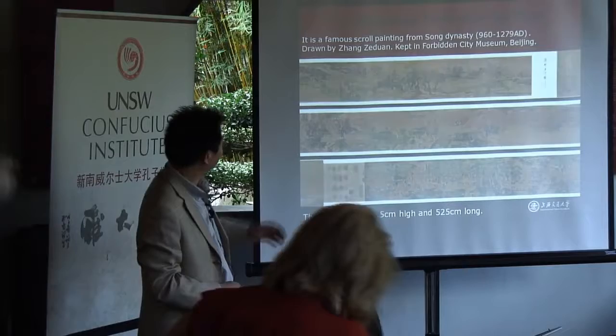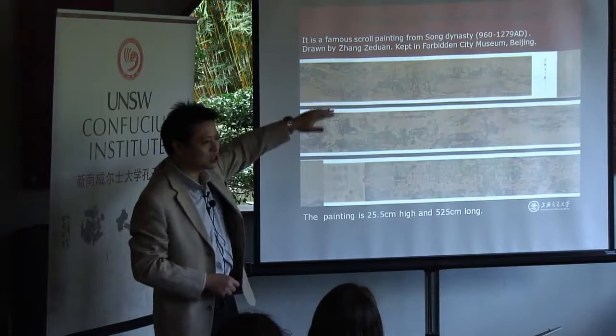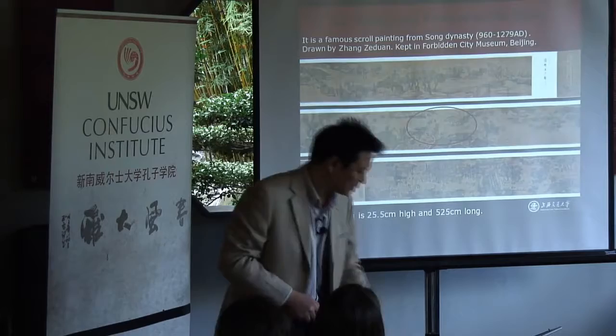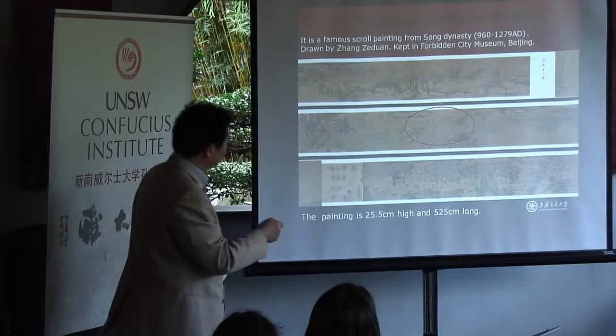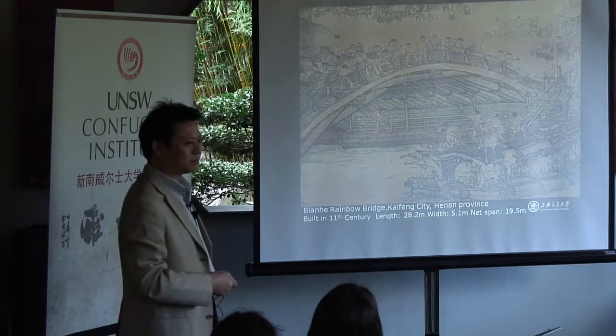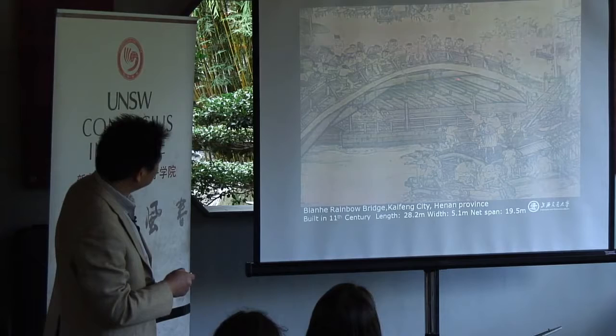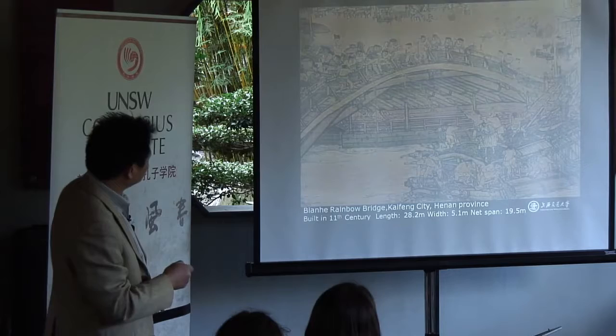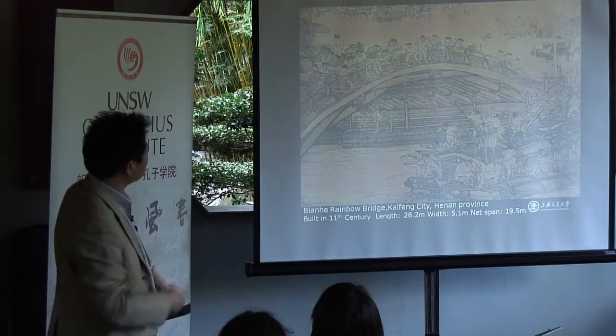And now this is the famous Song Dynasty painting, Qingming Festival on the River. Maybe someone knows it. In the middle, the red circle, this is a timber arch bridge. We can look at the details. You can find that the timbers, doubled, with the cloth and the weaving, form the construction.